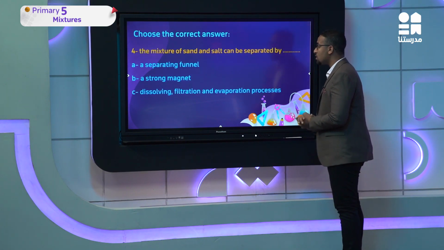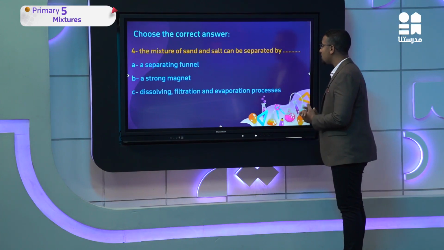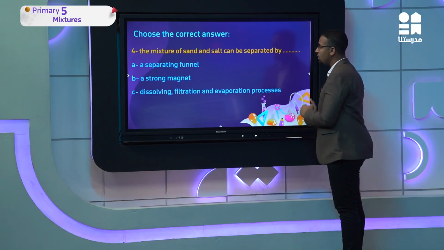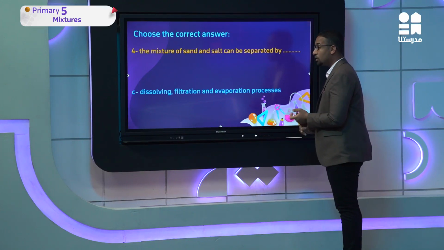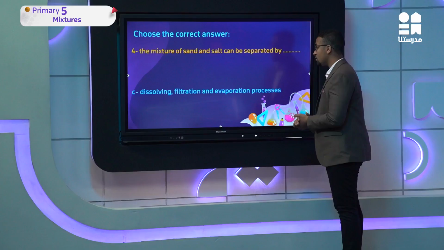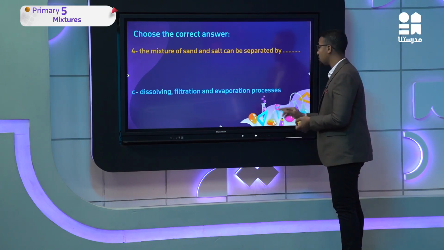Number 4, the mixture of sand and salt can be separated by, we have sand and salt. Sand is insoluble in water. So we have sand, we have salt and water. So we have to dissolve this sand and the salt in water. So salt will dissolve in water. After that we make a filtration process to obtain the sand. After that an evaporation process to obtain salt from water. So we'll use dissolving, after that filtration and evaporation.